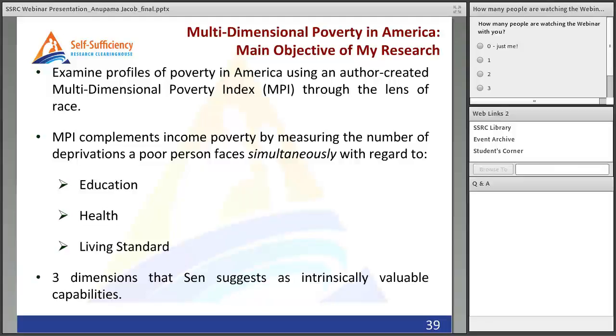So the main objective of my research was to examine profiles of poverty in America through the lens of race using a multidimensional poverty index. So recognizing the racial disparities that persist in our country in terms of both economic and social indicators, I wanted to explore what kind of picture a multidimensional measure might portray in terms of the types of deprivations or disadvantages different races experience. So drawing on the Alkire-Foster methodology, I looked at national level profiles of poverty by creating a multidimensional poverty index for the US that mimics the UN's global MPI. And the proposed multidimensional measure encompassed indicators for the three basic dimensions, education, health, and living standard.